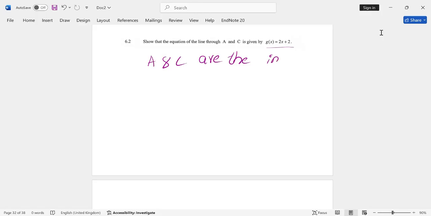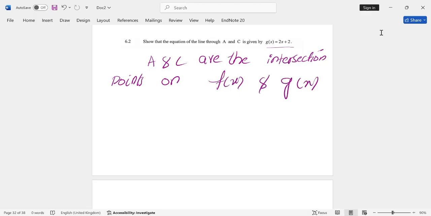A and C are the intersection points on functions f of x and g of x. Okay. So we already know the coordinate C, that is 3 and 8. And first, let's find the x coordinate of the intersection by setting f of x equal to g of x, using the given equation of g of x. So let's see how we solve it.